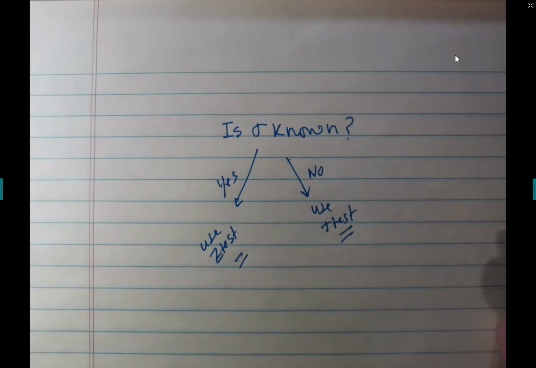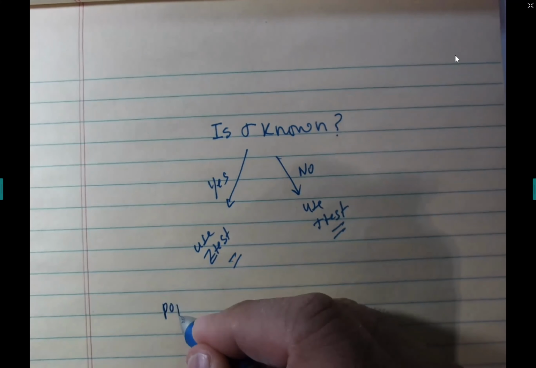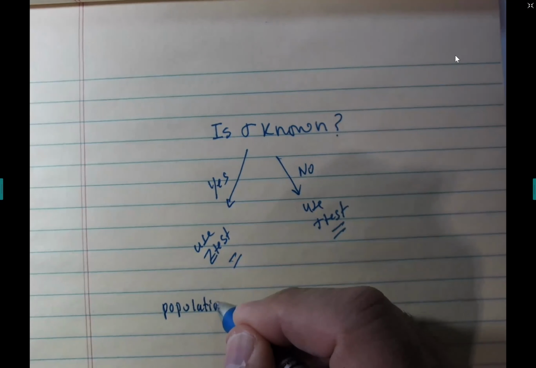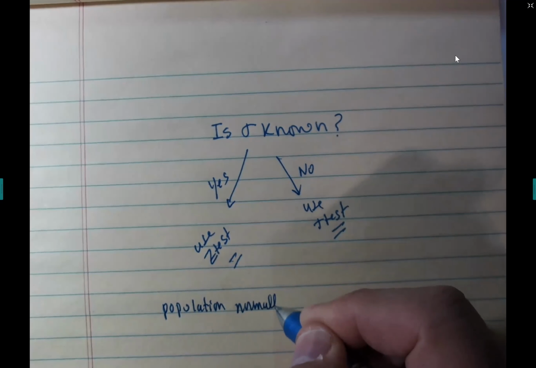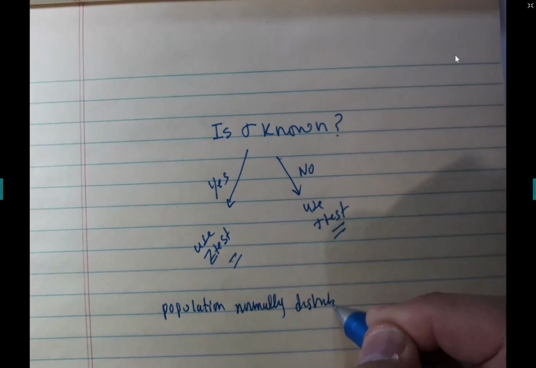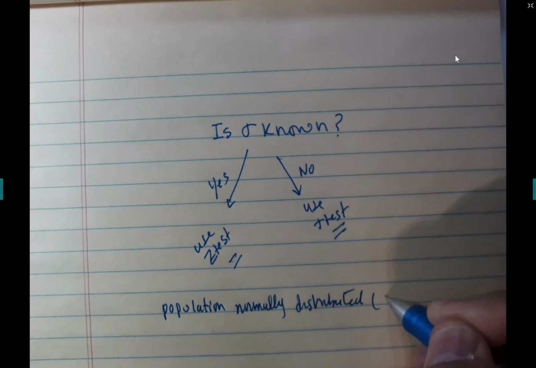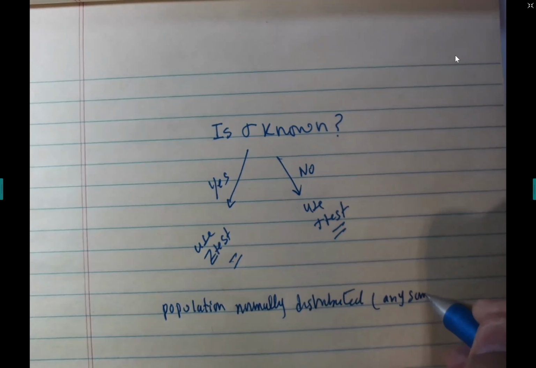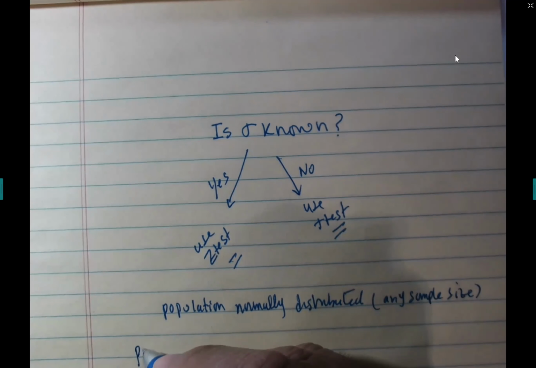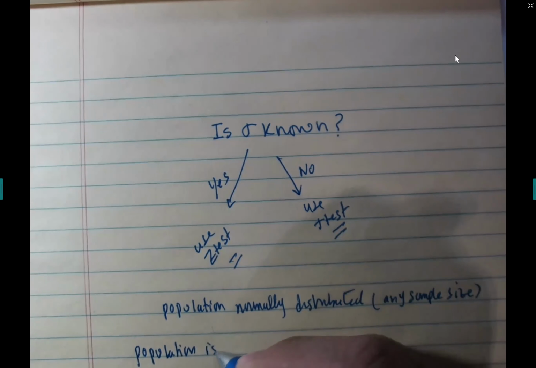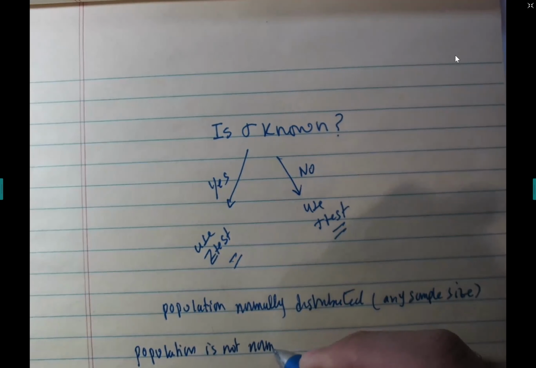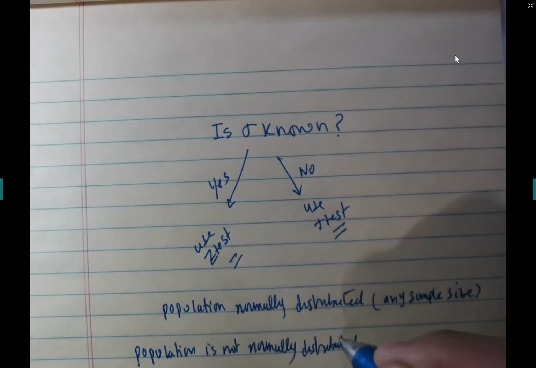Now, if the population is bell-shaped, guys, if normally distributed, any sample size would do. Doesn't matter what the sample size is. But if the population is not bell-shaped, sample size has to be greater than 30. That's from chapter 5. N must be 30 or more.